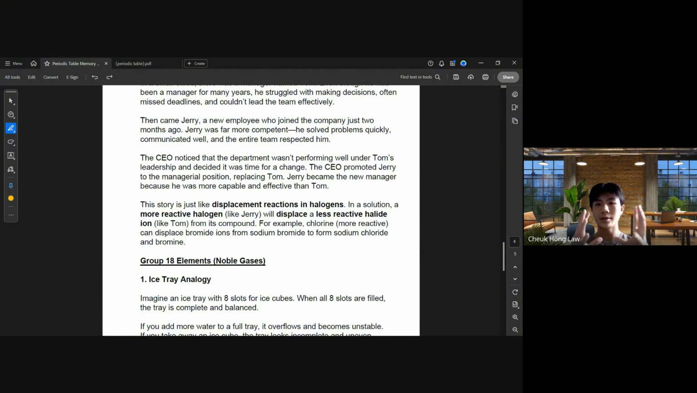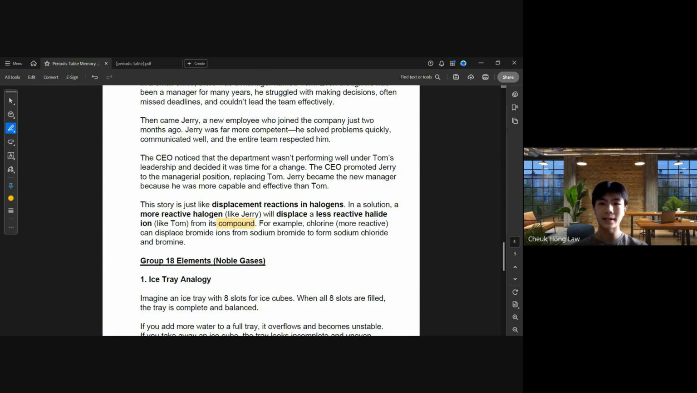So in a solution, right, the more reactive halogen will displace a less reactive halide ion from its compound. So halide ion just means the ion of the halogen. Okay, so for example, the halogen can be chlorine. The halide ion will be chloride ion. Okay, and then it's from the compound.